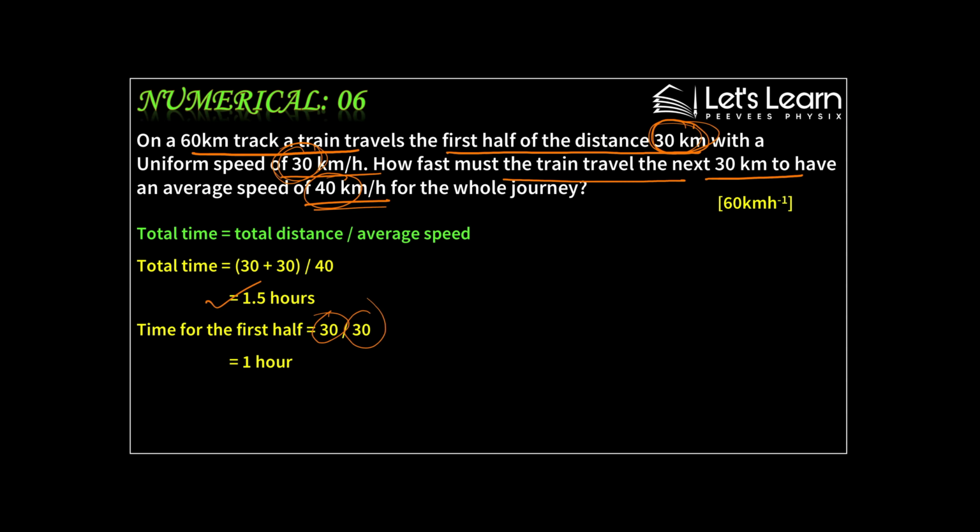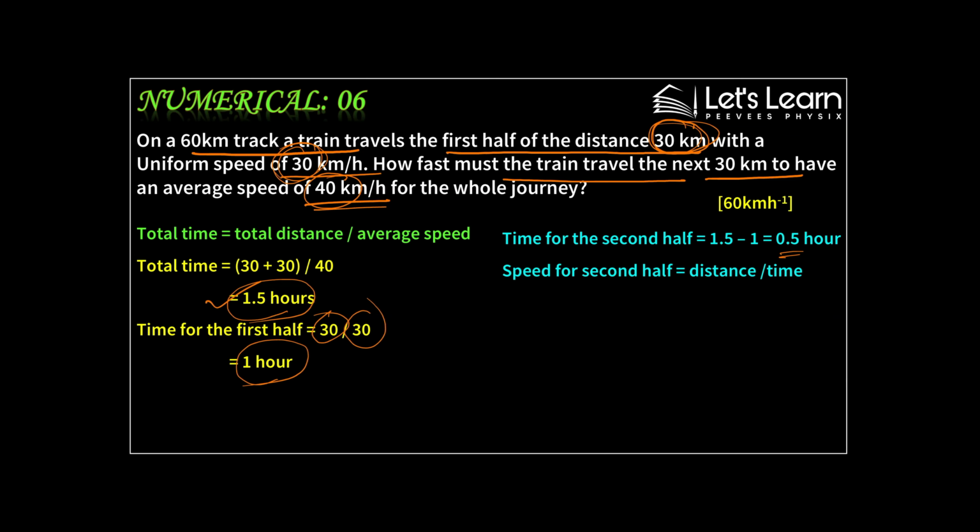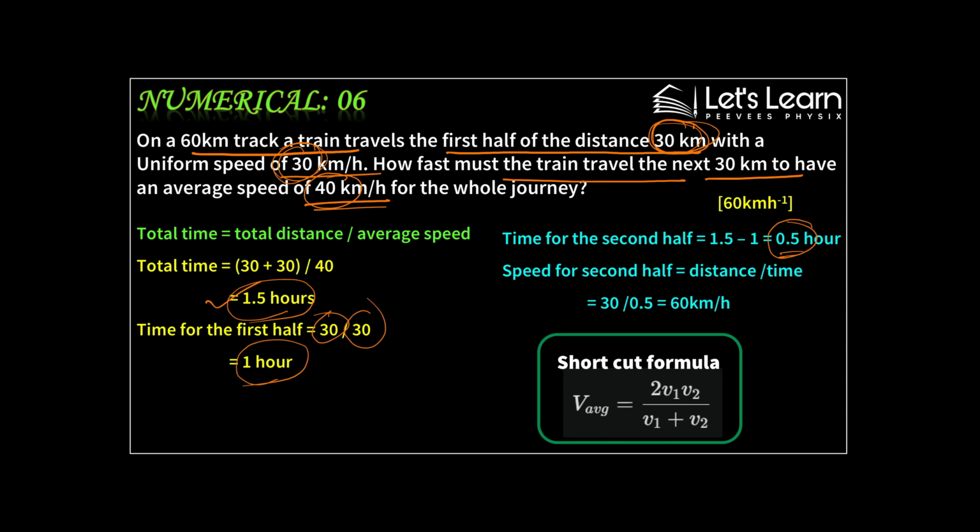We move on to the second part of the journey. How will you find the time for the second part of the journey? Total time for the whole journey is 1.5. Time for the first half is just 1. So the time for the second half will be the difference between the two, 0.5. Next, we want speed for the second part of the journey. Distance divided by time. How much is the distance? 30. Time, how much? 0.5. 30 divided by 0.5 will give you 60 km per hour.